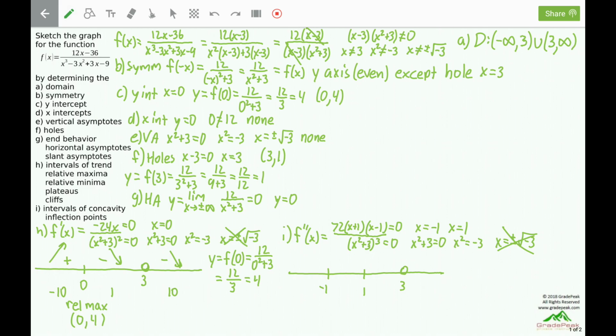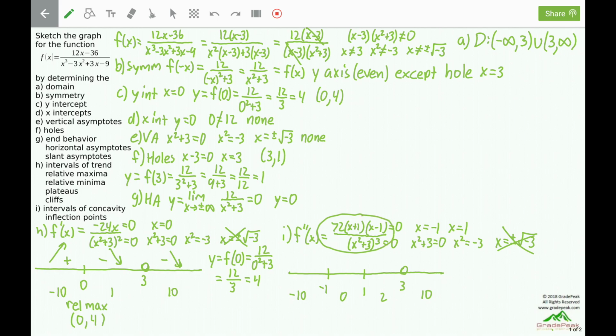We can pick a test value in each of the intervals. The first interval, -∞ to -1, we can pick -10. The next interval, -1 to +1, we can pick 0. The next interval, +1 to +3, we can pick 2. And the next interval, +3 to +∞, we can pick +10. We can test the concavity by plugging the test values into the second derivative. We only care whether it's positive or negative, so the best place to plug in is the fully factored version. That is this one here.